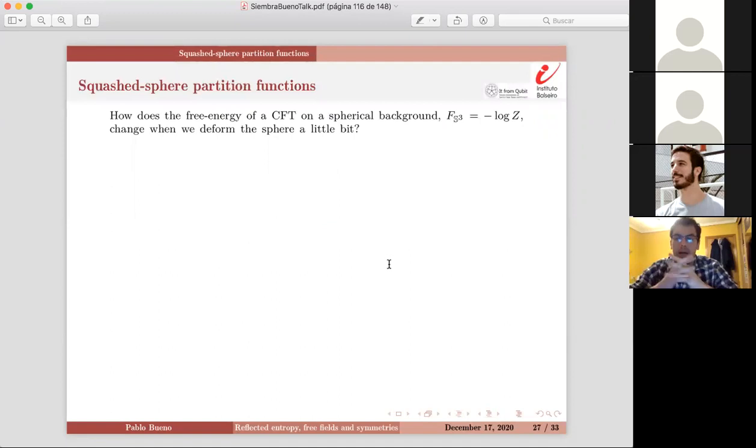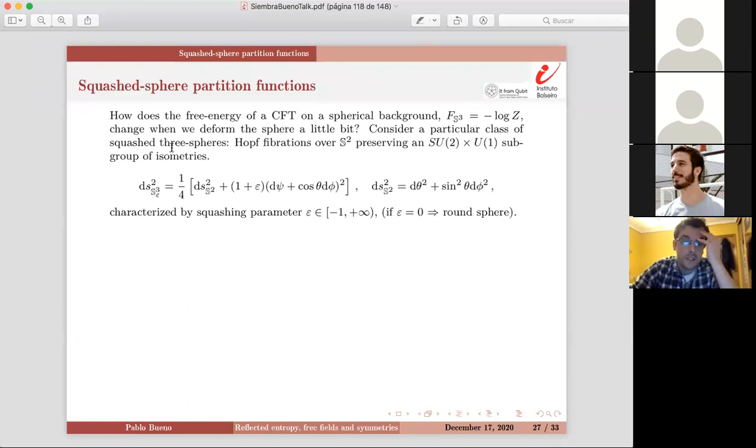And here I'm going to be talking about partition functions on curved backgrounds. In particular, I told you before that the free energy of a theory on an S3 is an important thing because it has to do with the F theorem. So one may wonder, how does this change when you deform the sphere a little bit geometrically? You consider something which is not a round sphere, but something close to it. And in particular, a particular class which is particularly nice is one that is defined by this kind of metric. These are also Hopf fibrations over S2, just like the round sphere, but instead of preserving an SO(4), they preserve an SU(2) times U(1) subgroup of isometries.